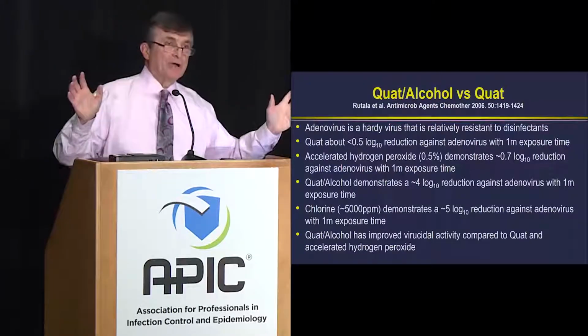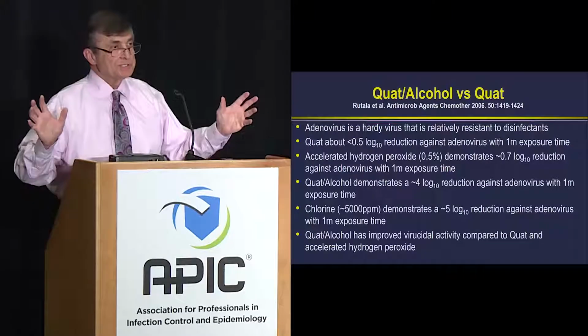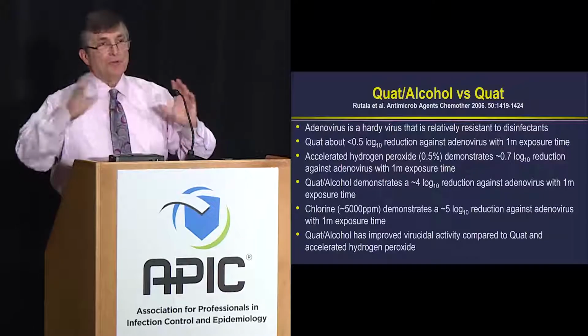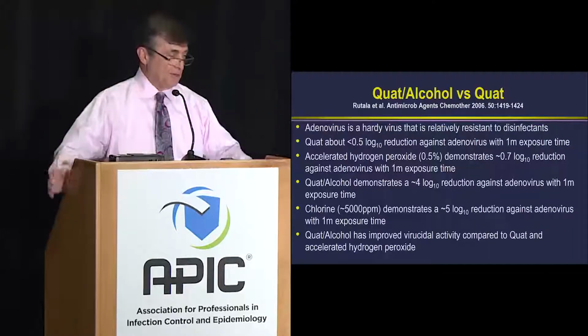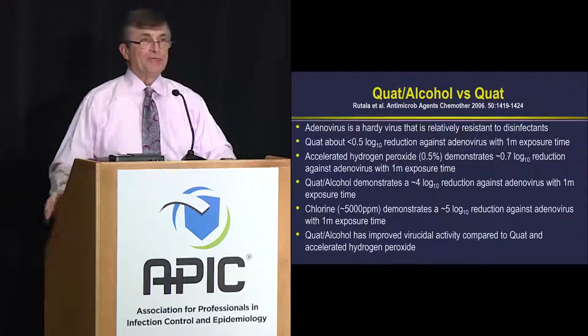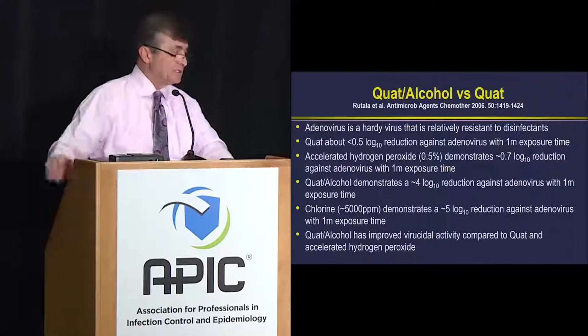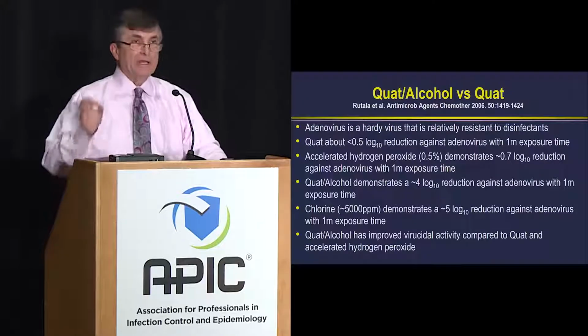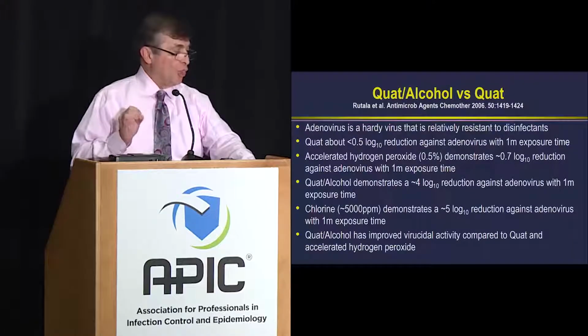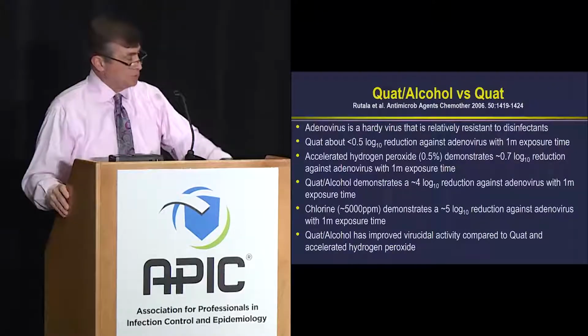Now, you know adenovirus is one of those hard-to-kill viruses. It's a hydrophilic virus, and of course, it's like norovirus. It's hardy and it's hard to kill. When we studied the adenovirus and many of the currently available germicides, we essentially found that a quat had a very low activity. Quat had less than a 0.5 log reduction with a 1-minute exposure time.